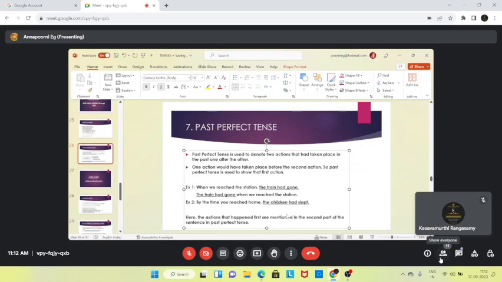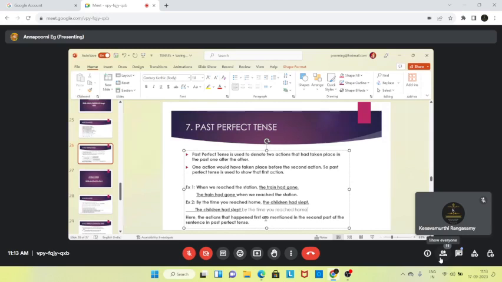The children had slept by the time you reached home. Okay, so you have to tell the children had slept. Ma'am, one mistake, ma'am. The child ought not to come, ma'am. There is a typing mistake. I'll fix it. Thank you. The children had slept by the time you reached home.